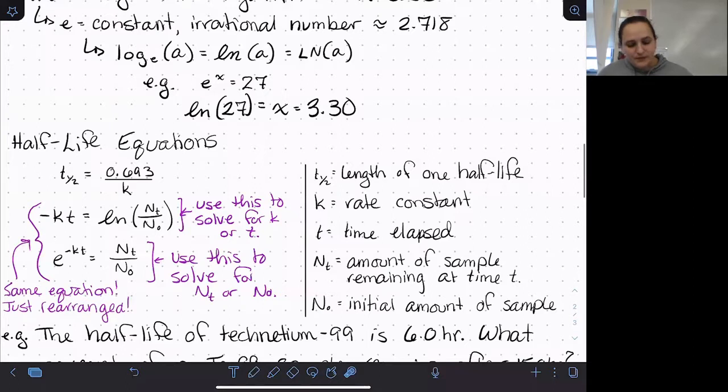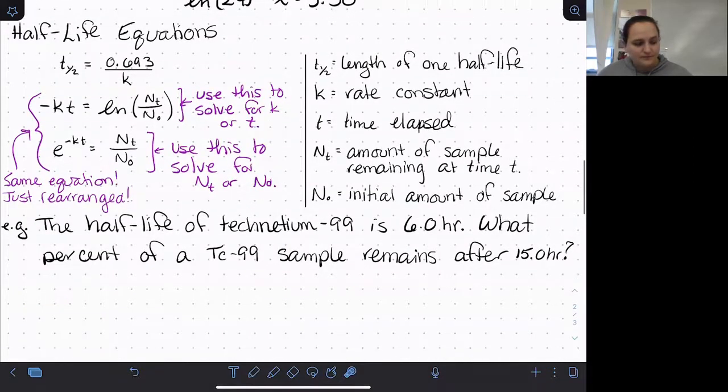So at this point, let's take a look at an example. If we know the half-life of technetium-99 is 6 hours, we can find out what percent of a technetium-99 sample remains after 15 hours. So why don't you pause here and give this one a try on your own before I talk through it.